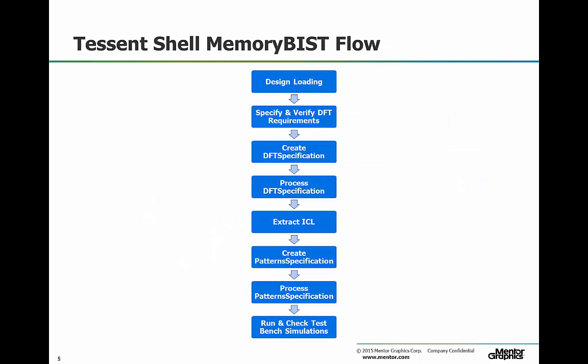Here's an overview of the main flow steps. You start off by loading your design files. Then you specify your requirements, that is, what do you want to create? In this case, if you're creating MemoryBIST, you specify how many controllers. For instance, do you want to add boundary scan? Do you want to have VisorControl, that type of thing. That creates a DFT specification, which is then processed, and that does design rule checking as well. Once that's done, we create an IJTAG network automatically by extracting the ICL file. And then the design is finished. From there, you can go on and create your simulation test benches and your test patterns, and then run those simulations to make sure that everything works as expected.